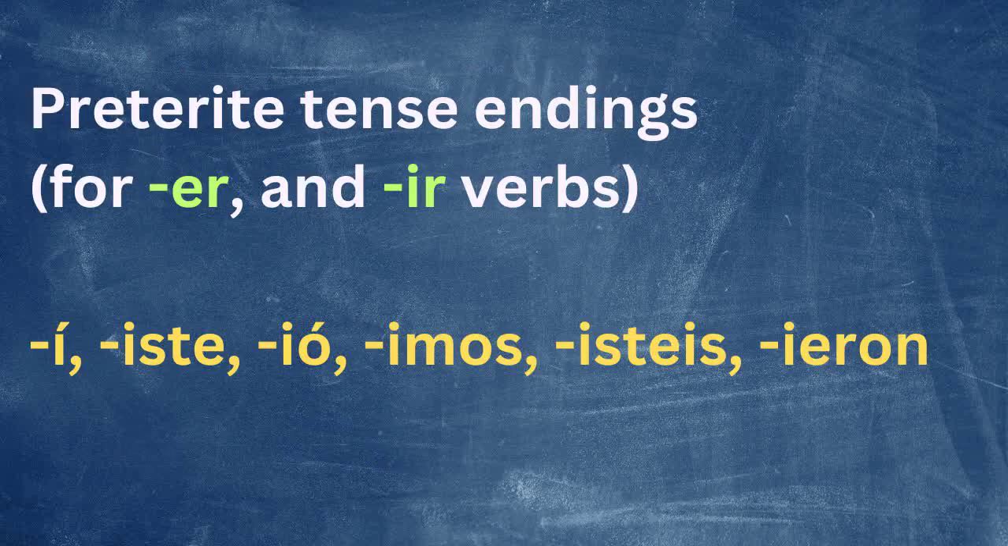Now, let's take a look at the preterite endings for verbs with -er and -ir. For these two verbs, the endings for preterite tense are: í, iste, ió, imos, isteis, ieron.